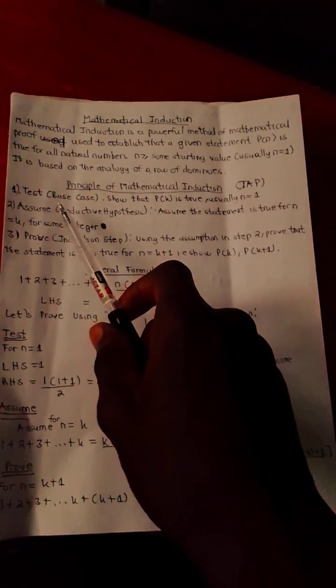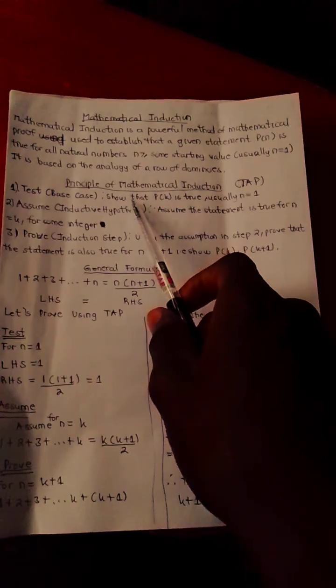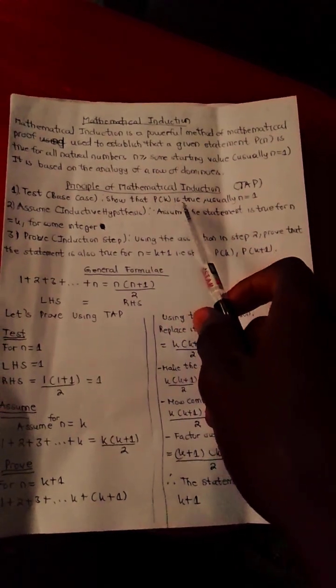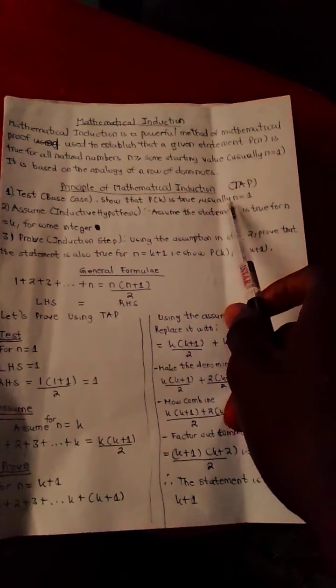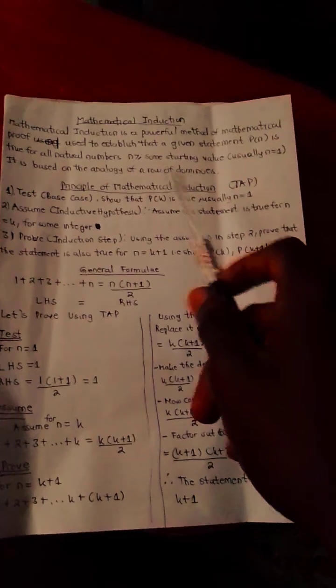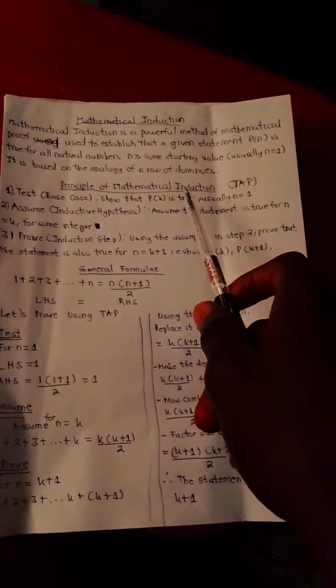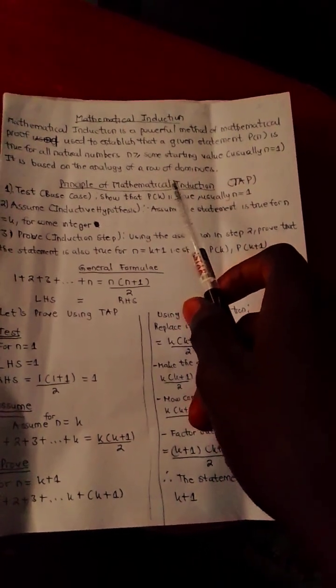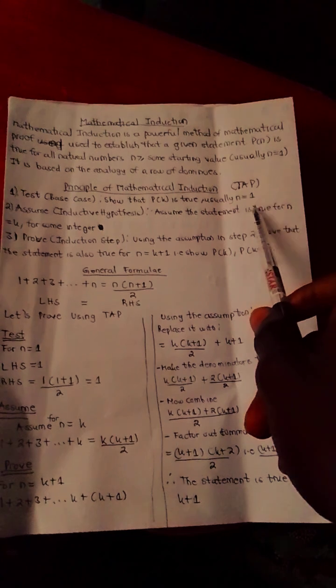Test, which is also known as the base case, is where we show that the statement is true, usually for n equals 1. That is, most of the time when you are dealing with the base step, we first of all test for when n is equal to 1.